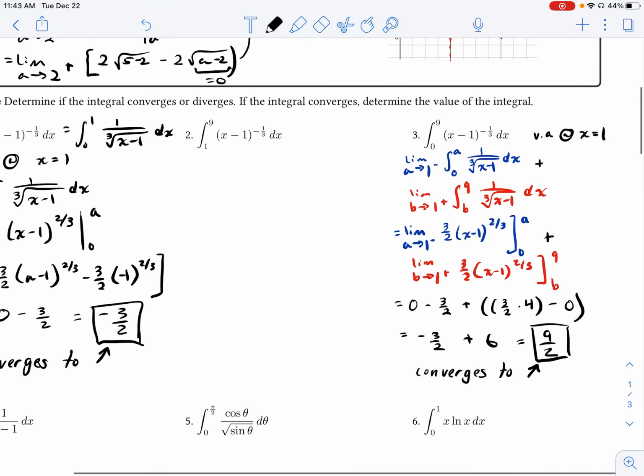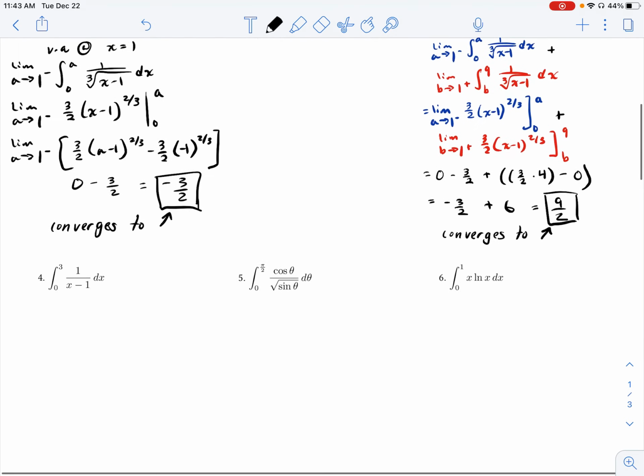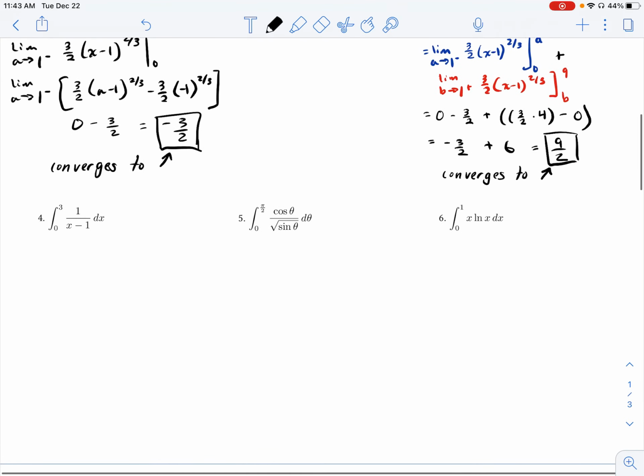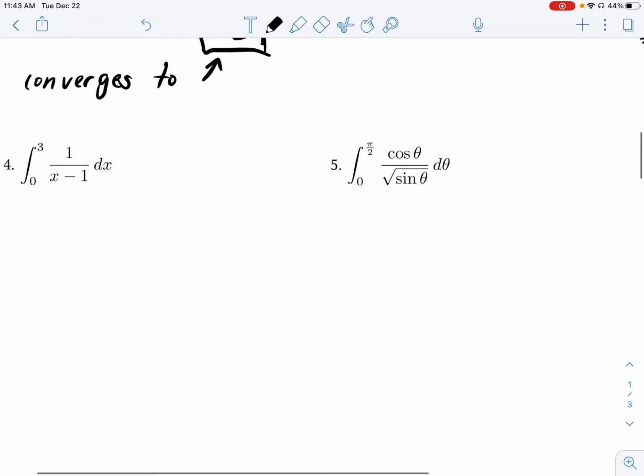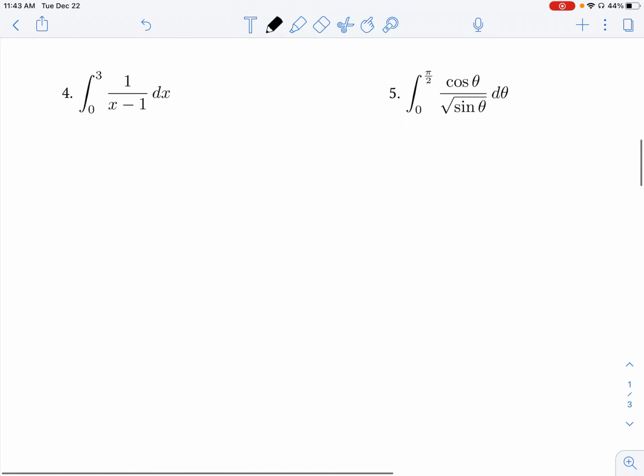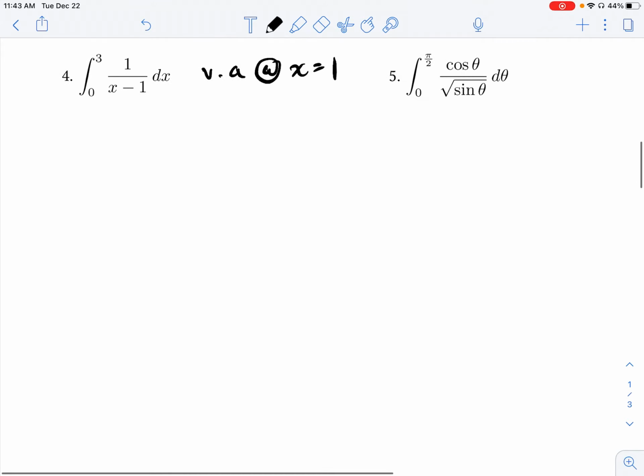All right, let me do one more example with you before I set you on your way and have you try the rest of these on your own. But let's actually look at number 4, because there's something unique about number 4 here as well. So first thing we're going to do, going through the process again, we're going to establish where our vertical asymptote is. Well, we've got a vertical asymptote at x is equal to 1. It's within our bounds of integration, which means we're going to need to set up 2 different one-sided limits.